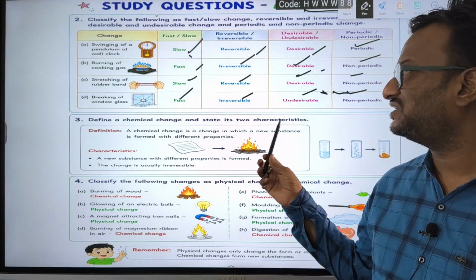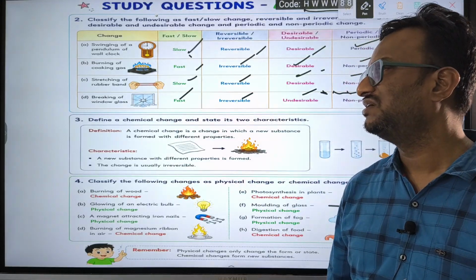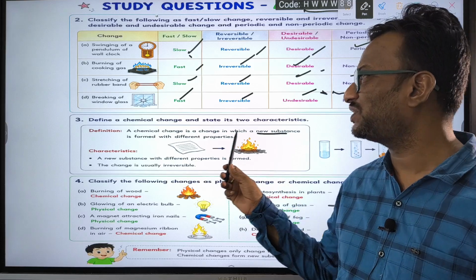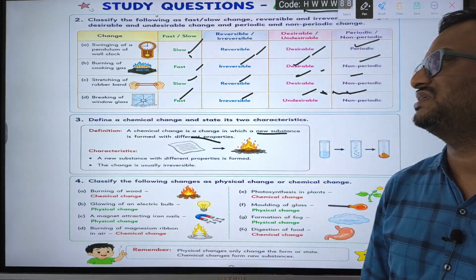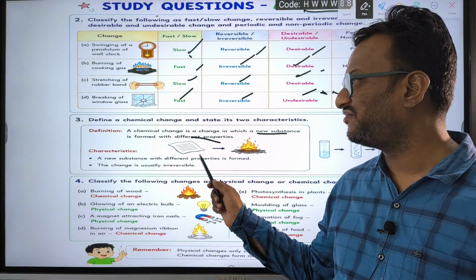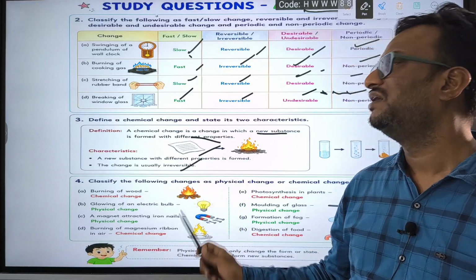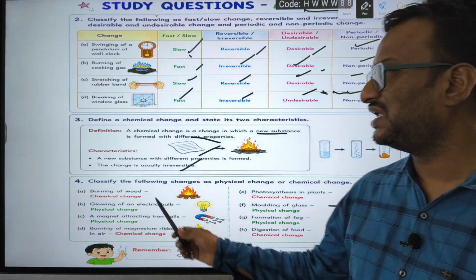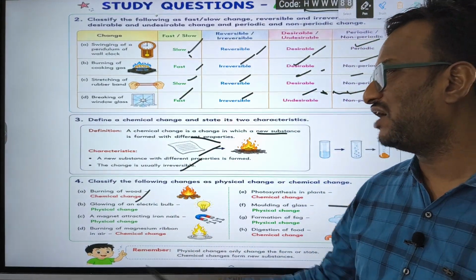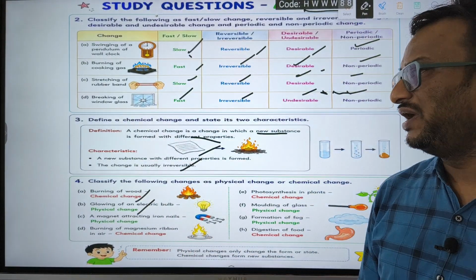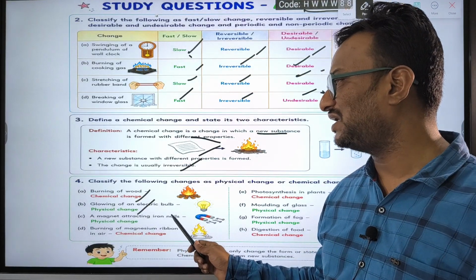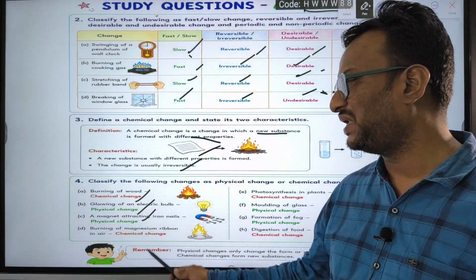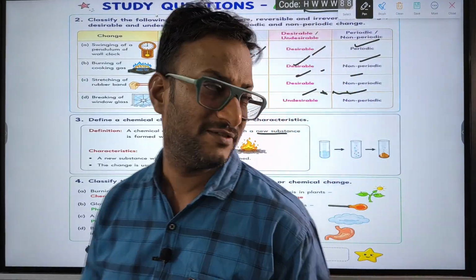Define the chemical change and state its characteristics. State the two characteristics. A chemical change is a change in which a new substance is formed with different properties, and the change is usually irreversible. These are the characteristics. Classify the following changes. Burning of wood is a chemical change. Glowing of an electric bulb is a physical change. A magnet attracting the nails is a physical change, and burning of magnesium ribbon is a chemical change.